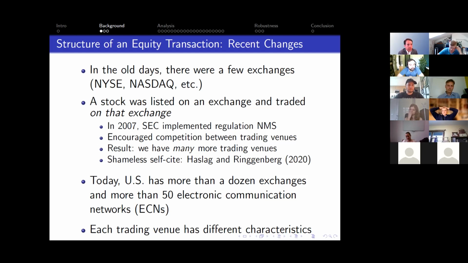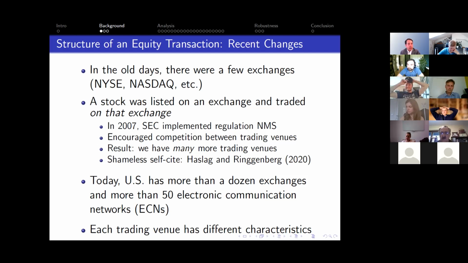In 2007, the SEC implemented Regulation NMS. And so this, I think, was designed to encourage competition between trading venues. And as a result of this, we've seen a proliferation of trading venues, and there have been huge changes to the structure of equity markets in the US. And then I apologize, I have this shameless self-cite on a paper I wrote on fragmentation that examines this.